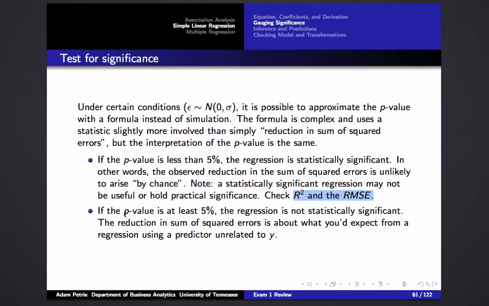So on the other side of the coin, if the p-value is at least 5%, we say the regression is not statistically significant. Essentially, the reduction in the sum of squared errors we get when we use the regression is about the same size as the reduction in error that we get when we predict y using a predictor unrelated to it. So nothing impressive. It doesn't mean there's no relationship going on. It just means it's so weak that we couldn't detect it. There might be a lurking variable involved. There might be no relationship. We're not sure. But we just don't see any statistically significant relationship.